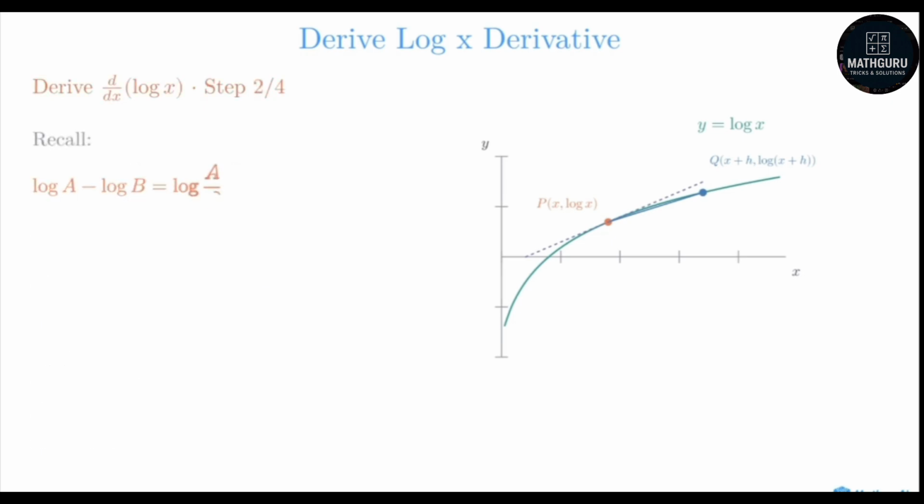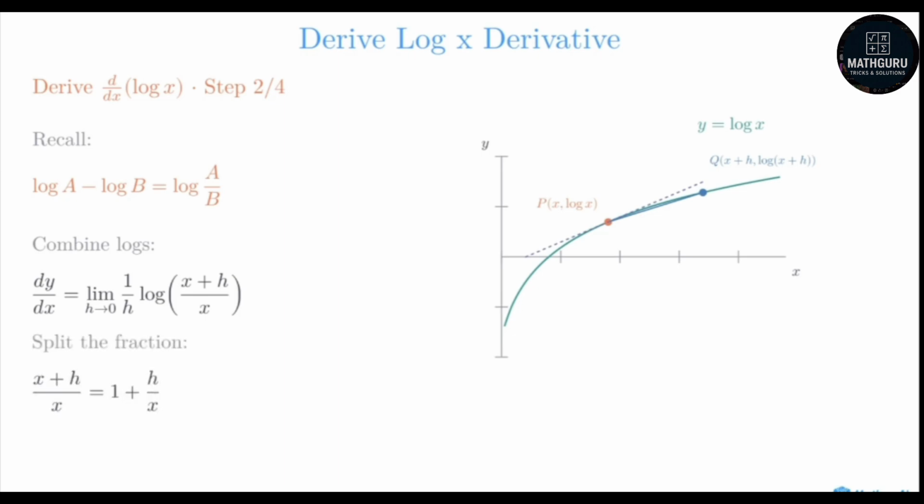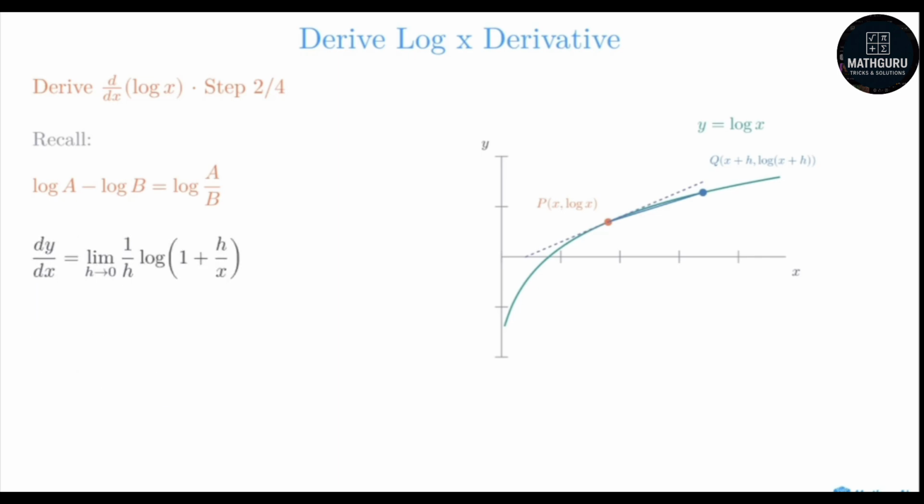Step 2. Use the log subtraction rule to merge the two log terms. The difference of logs becomes the log of the ratio, x plus h over x. Split the fraction. X plus h over x equals 1 plus h over x. So the derivative equals the limit of 1 over h times log of 1 plus h over x. Now make a substitution to convert this into a standard limit.